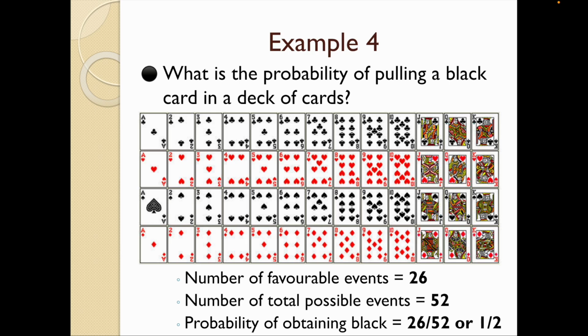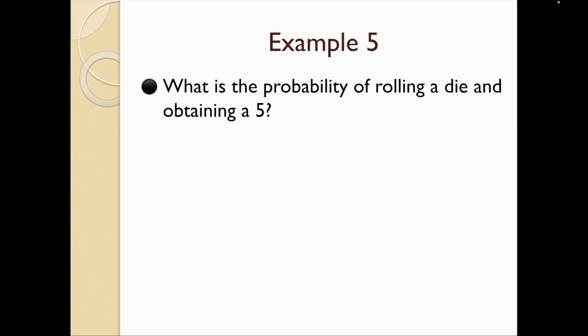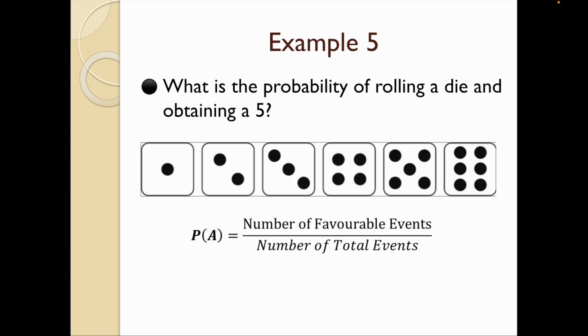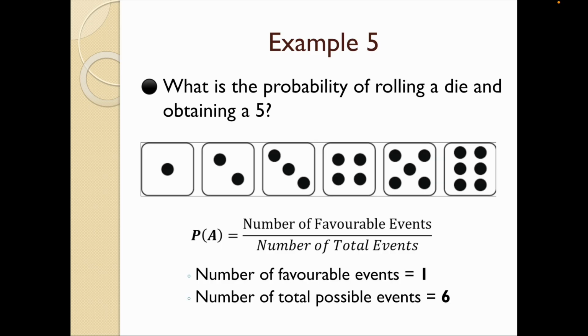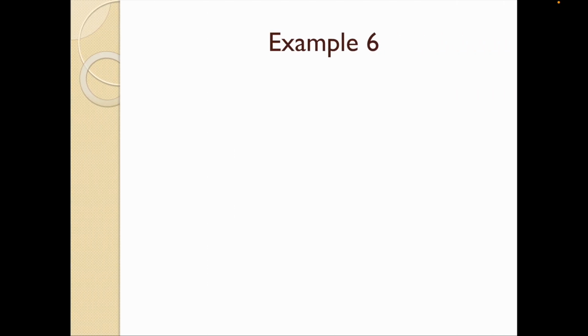Lovely. All right, so what is the probability of rolling a die and obtaining a 5? 1 out of 6. Nice, because we have one 5 out of six numbers. All right. Lovely. Okay, so next one.